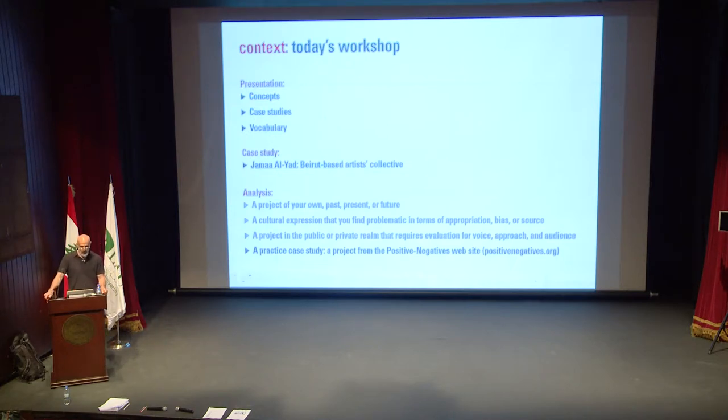So concepts, a few case studies, a vocabulary. We'll be talking about an artist collective that I started in 2009 called Jamaliyet, that's still in existence. It was started here in Beirut. There are some particular issues concerning the collective that came into focus while we were working on it. And then as a kind of group project, we'll break down into groups and we will work on an analysis of a particular case study.